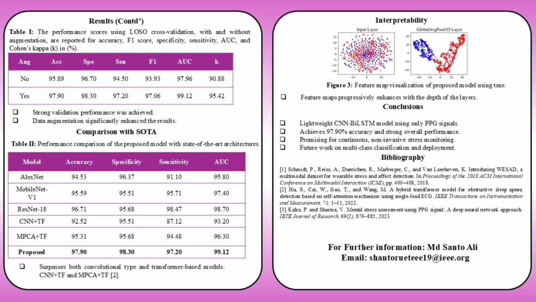Conclusions. To summarize, we proposed a lightweight dual-path deep learning model for PPG-based stress detection. The model operates directly on raw signals, eliminating the need for manual feature engineering. It achieved 97.9% accuracy and outperformed multiple state-of-the-art models with only 1.38 million parameters. It is ideal for wearable deployment. In future work, we plan to expand our model to multi-class emotional classification and explore real-time deployment on edge devices for use in everyday environments.